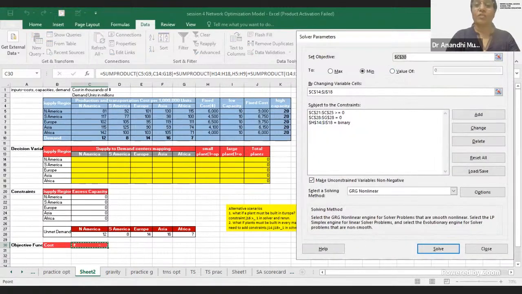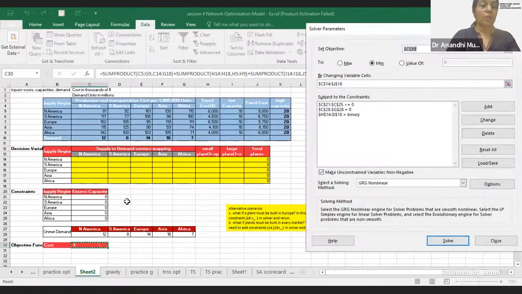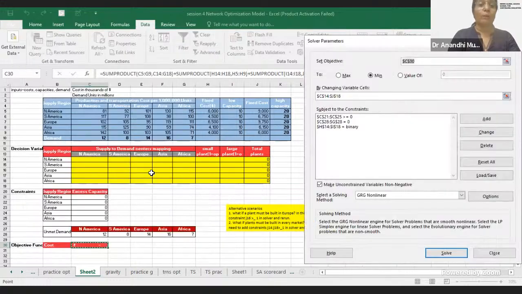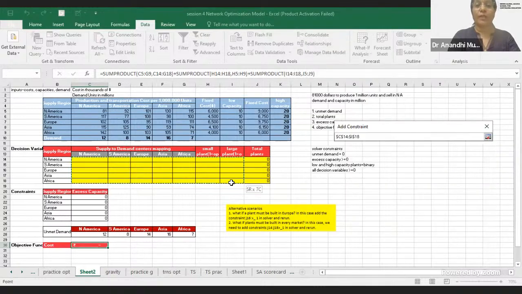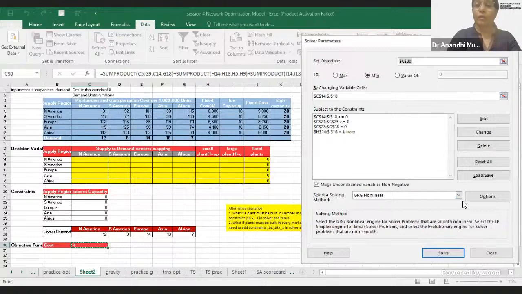Then my last constraint is that all decision variables should be greater than or equal to 0. This is where I have my decision variables. It can be 0 plant or 1 plant, or in some places it can suggest 2 plants also. So it should be greater than or equal to 0. Add that. So all these decision variables should be greater than or equal to 0. Okay, I have added all the constraints.